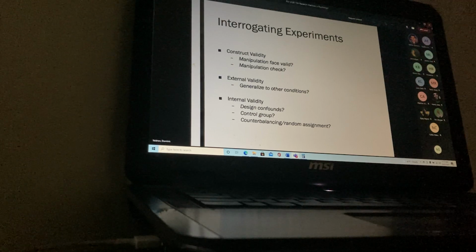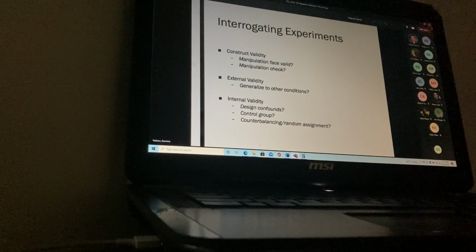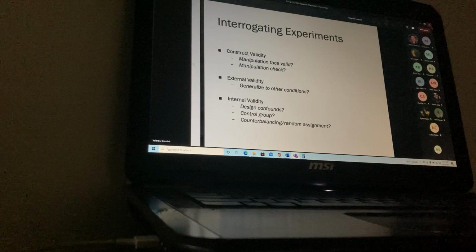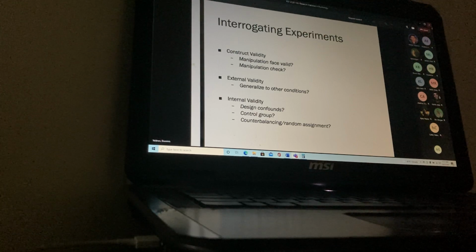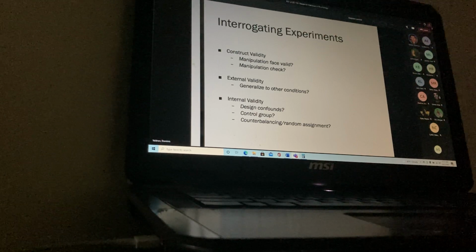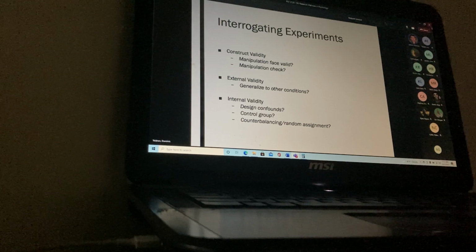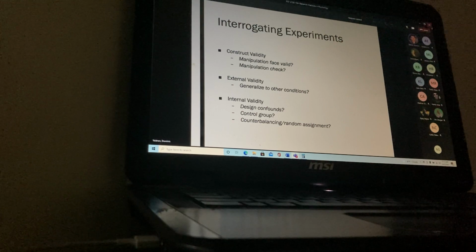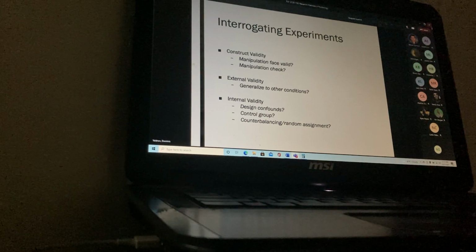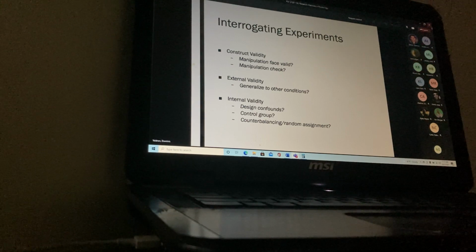With external validity, we're asking the same question that we always ask. Does it generalize to other conditions? Right? So does our manipulation generalize? This is a huge issue, right? If we're testing something in the lab versus in the real world, what comes to mind for me is in psychotherapy research.